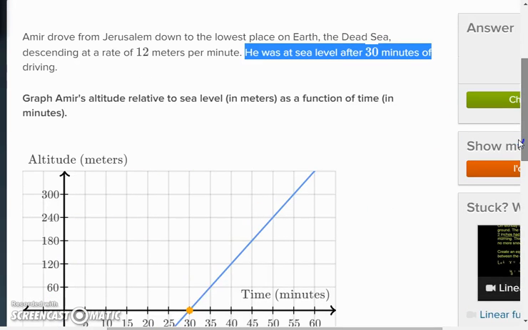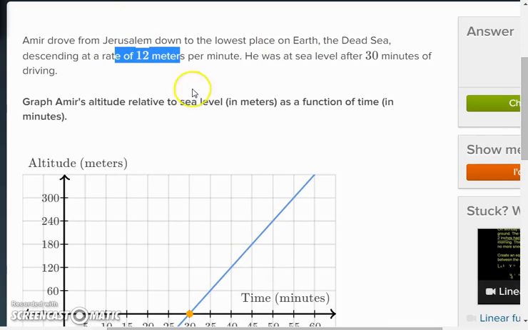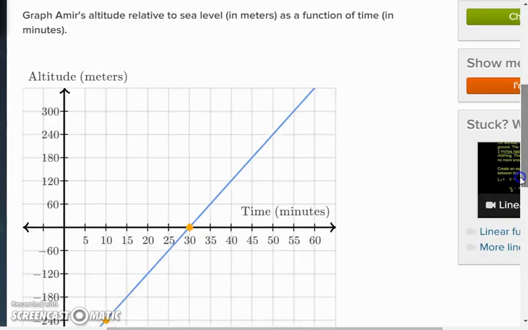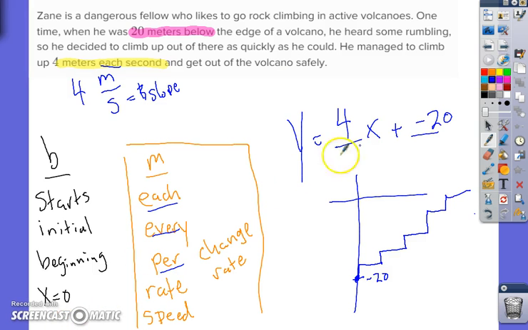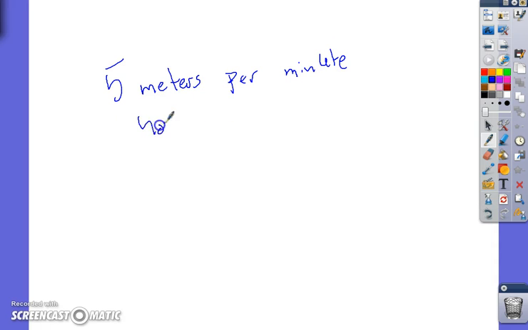Where does he start? I don't know where he starts. I know the slope. So the slope is 12. So every 5 minutes, I need to multiply, because this sideways is 5, so I'm going to have to times 5 times 12. So 5 meters per minute. How much for 5 minutes?